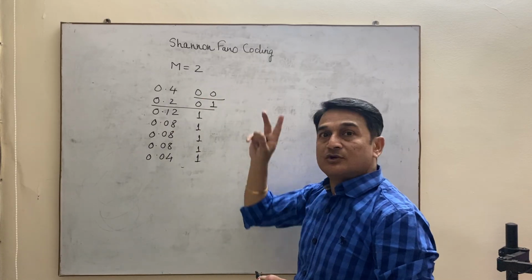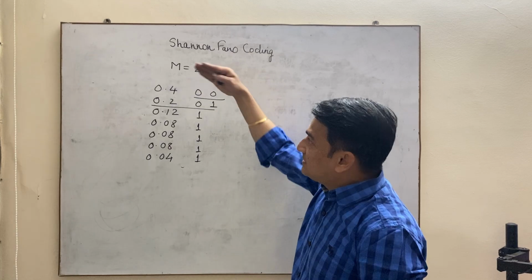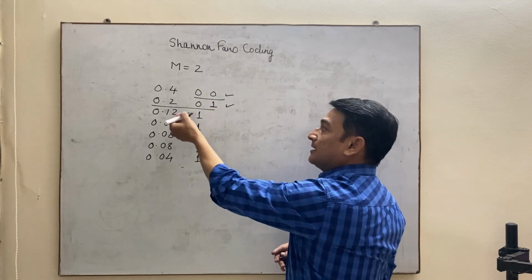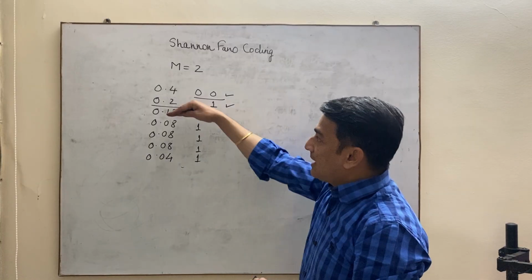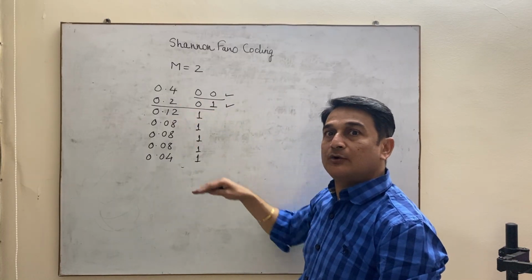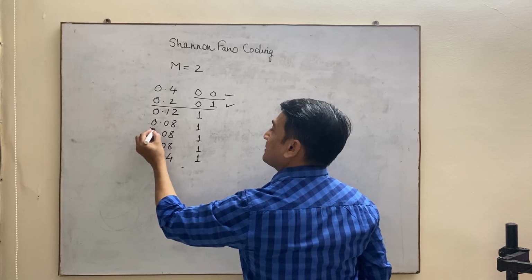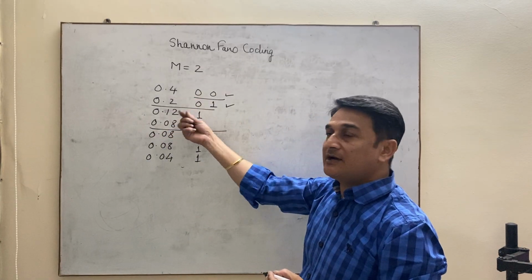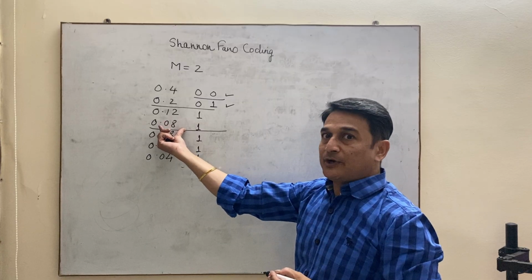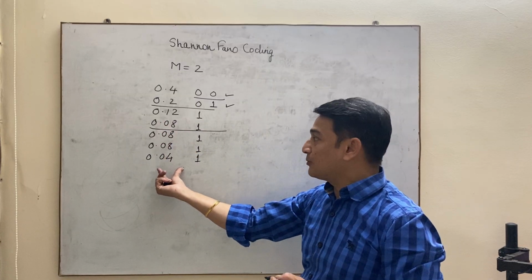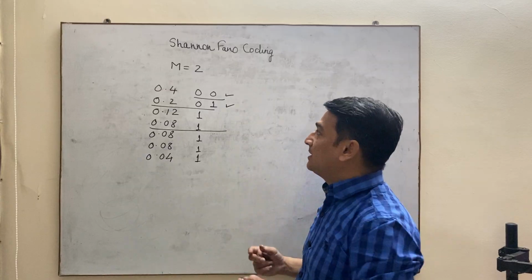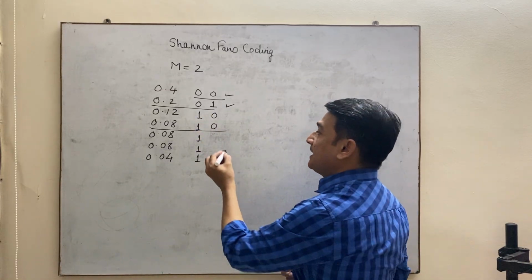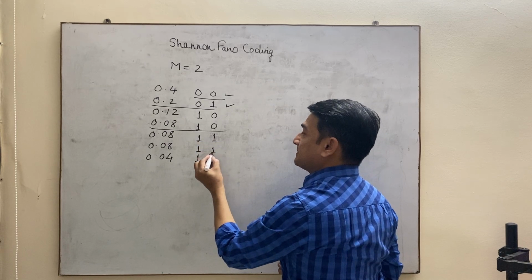Both the codes are different, so now the code of 0.4 and 0.2 is complete. Now let us move to set number 2. Again we will divide this set number 2 into two equal subsets. So the division would be something like this: 0.12 and 0.08 will add up to 0.2, and these three values again 0.2. So almost equal division. Again we will assign one symbol to this subset, another symbol to this subset.